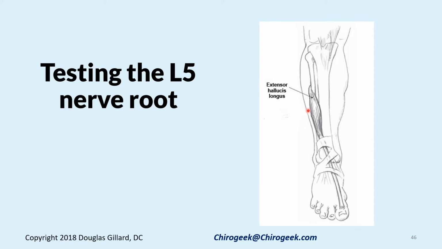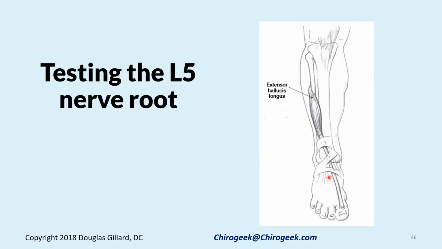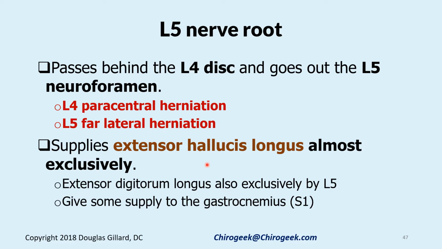The L5 nerve root tests the extensor hallucis longus muscle. That's the muscle that lifts the big toe off the floor. That's really easy. It can usually be compressed by an L4 paracentral disc herniation. An L5 far lateral herniation can also compress this nerve root. It supplies extensor hallucis longus, this muscle right here that lifts the big toe. And extensor digitorum longus is also L5, so those are the other toe lifters.